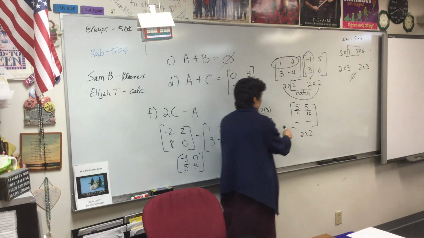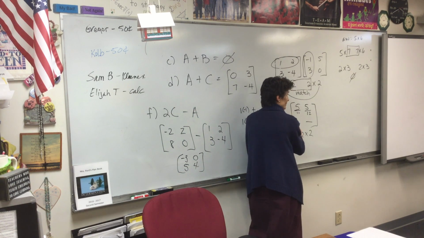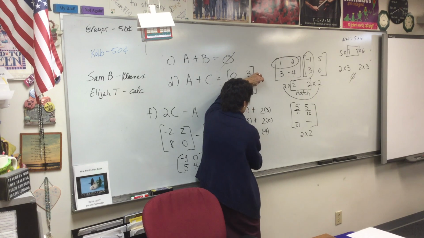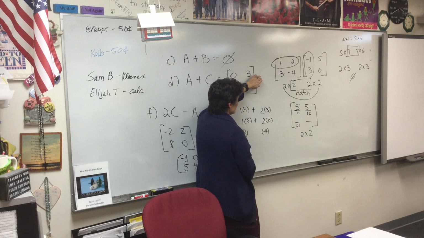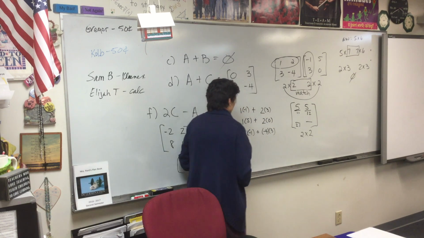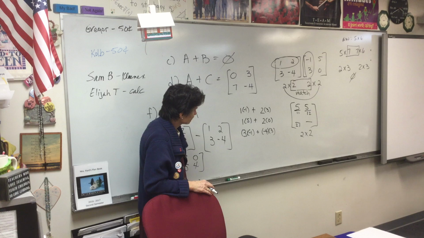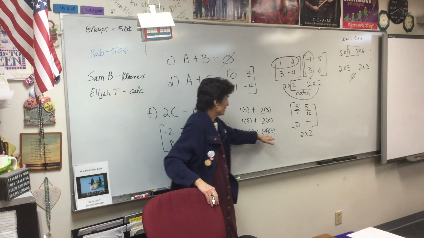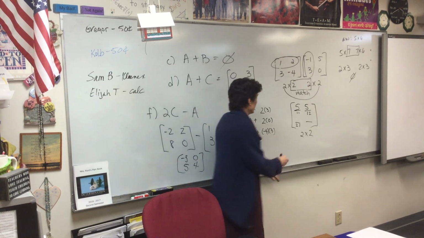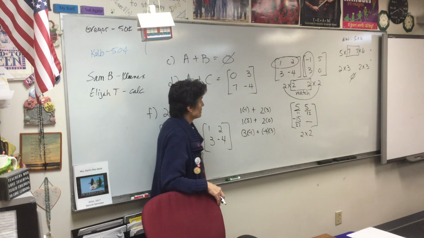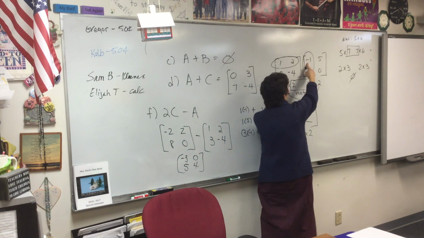Now we're ready for this spot. Now be careful, where am I now? What's this? Second row, first column. So my second row of numbers is 3, -4, and my first column is -1, 3. So what am I going to get for that spot? -3 and -12, -15. So we took this times this, and this times this.